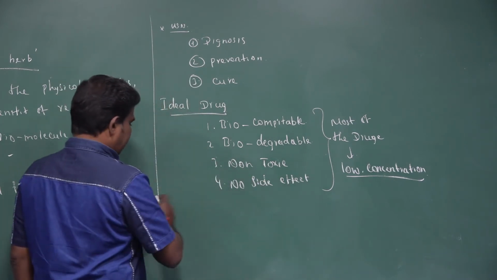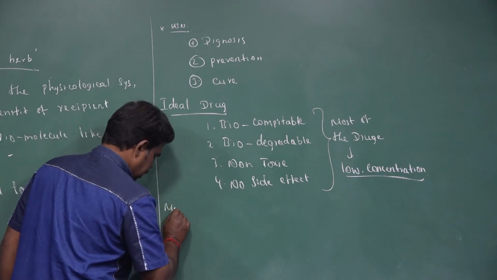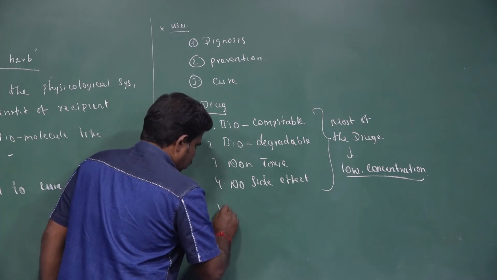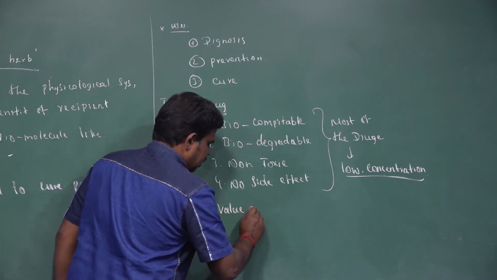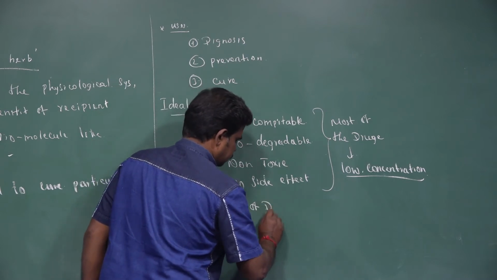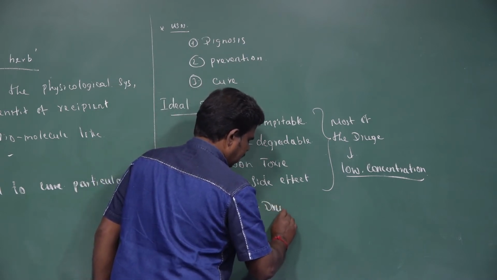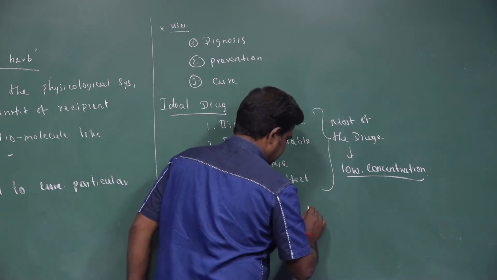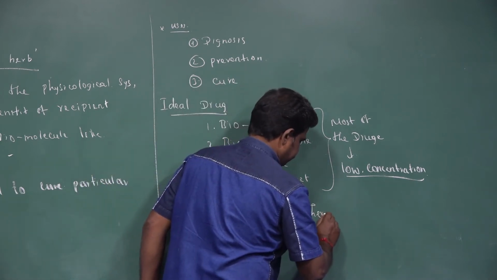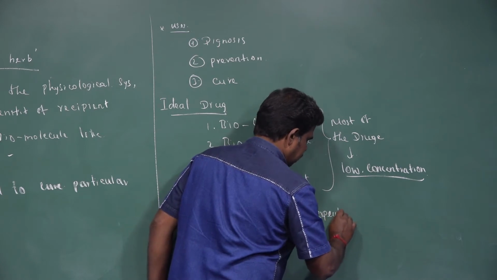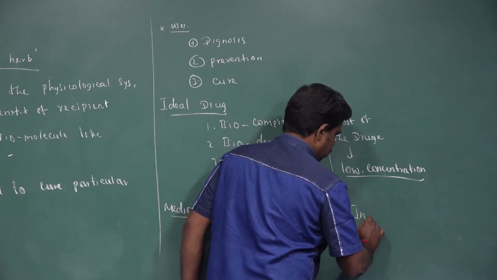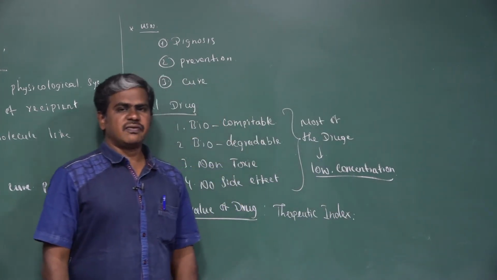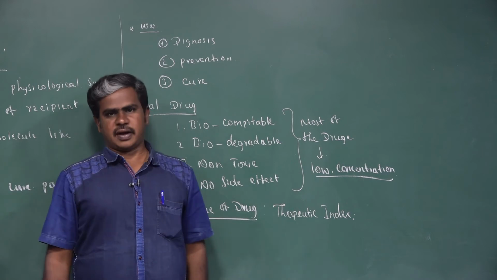Now the medicinal value of a drug. The medicinal value of a drug is known as the therapeutic index. By knowing the therapeutic index, we may identify the quality of a drug.